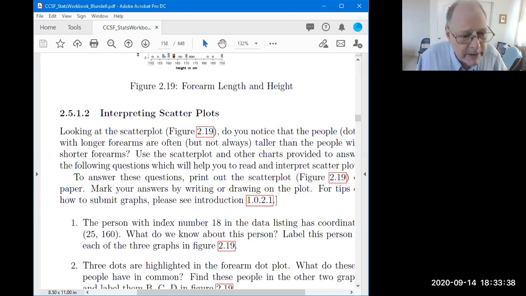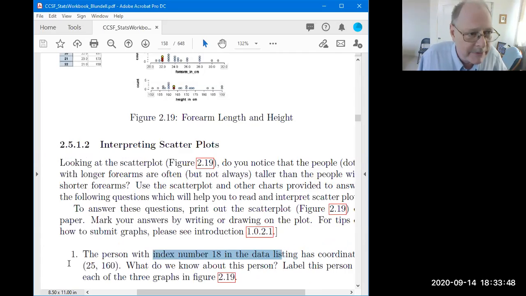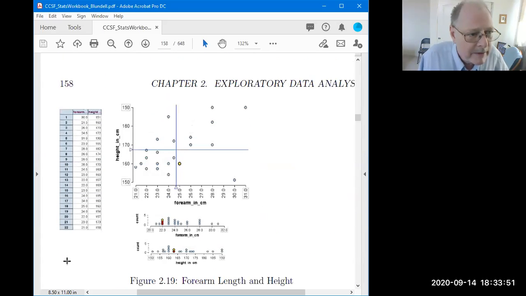So the person with index number 18 in the data listing, what does that even mean? Index number 18 in the data listing. So here's the data listing.